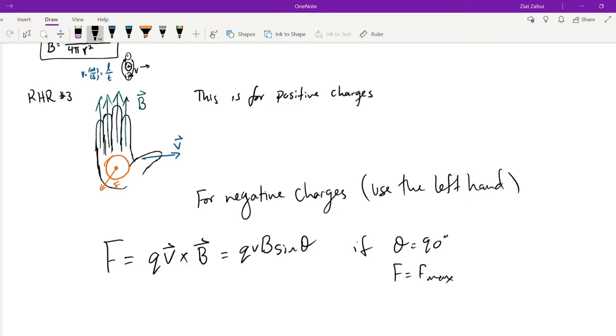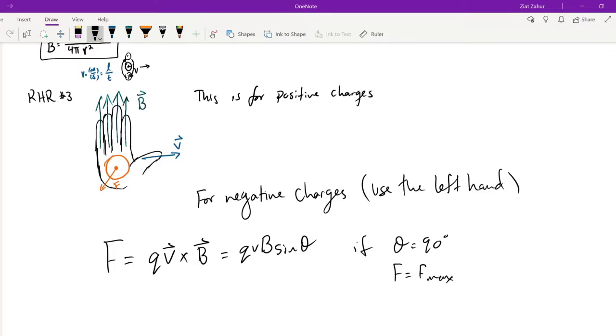How is this different from the other right-hand rule that was QV cross B? What in the what are you talking about? This is right-hand rule number 3, yes. 11 seconds late, yes. Okay.